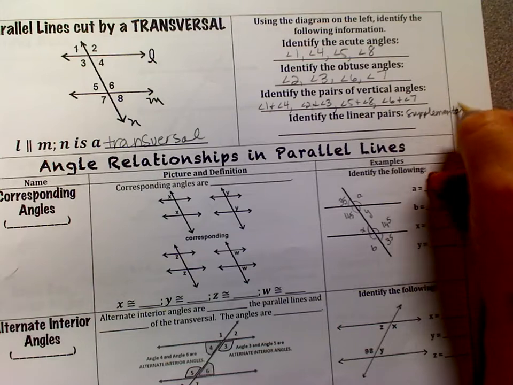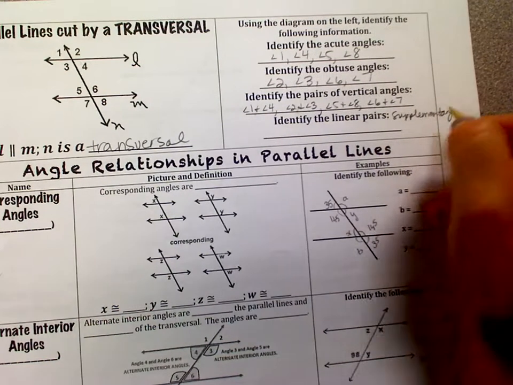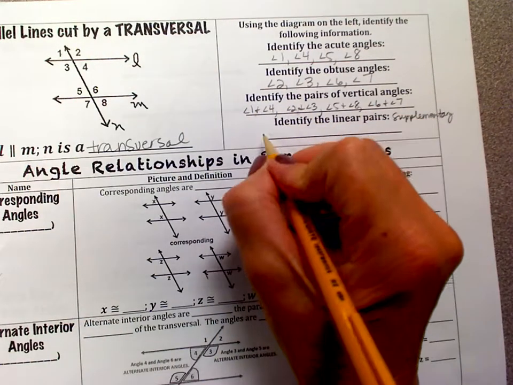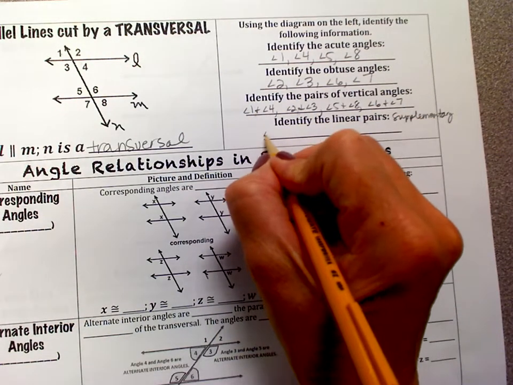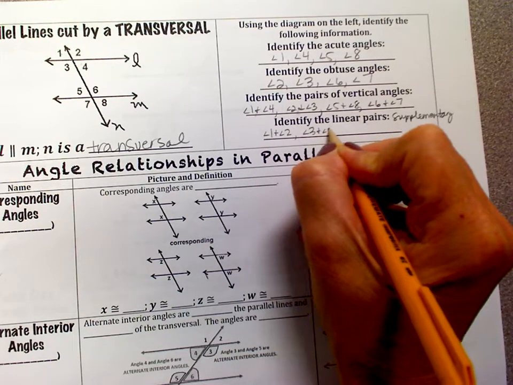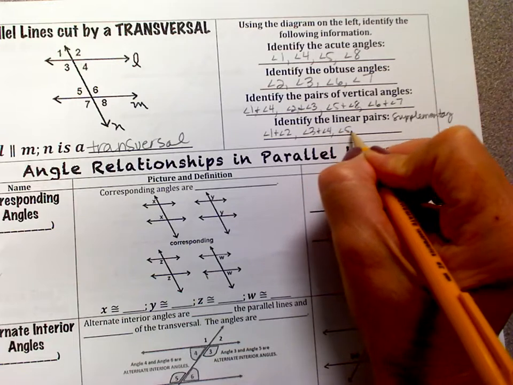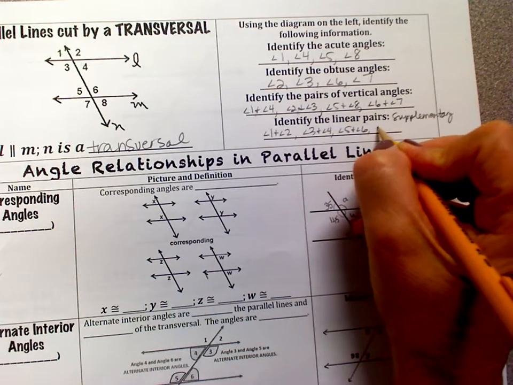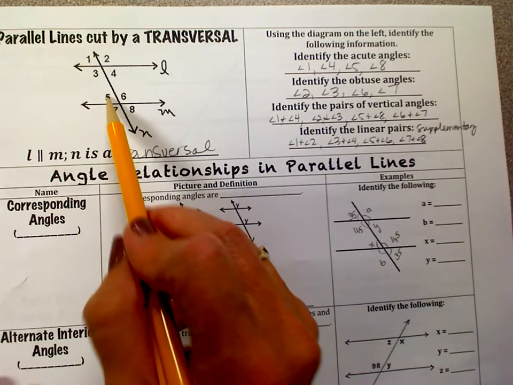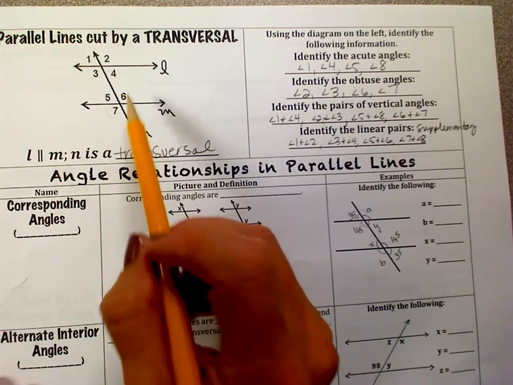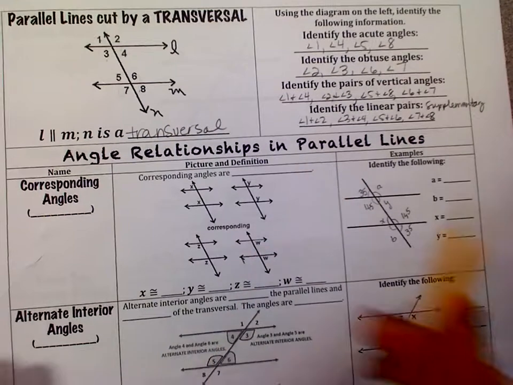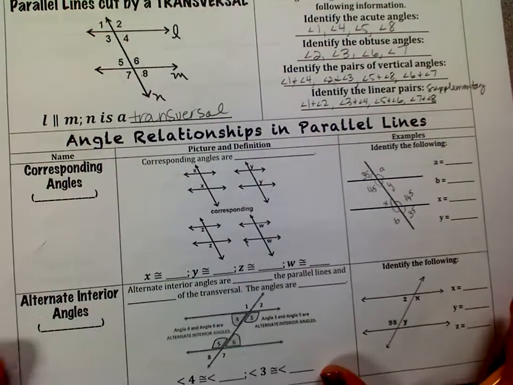Identify linear pairs or supplementary. Don't write past that because you're going to cut that off. So write supplementary here. Linear pairs. Well, there's a bunch of them. So you can do angle 1 and angle 2, angle 3 and angle 4, angles 5 and 6, angle 7 and angle 8. You could also do 5 and 7, 6 and 8, 2 and 4, 1 and 3. Those are also linear pairs, or they're supplementary, and you guys do that really well.